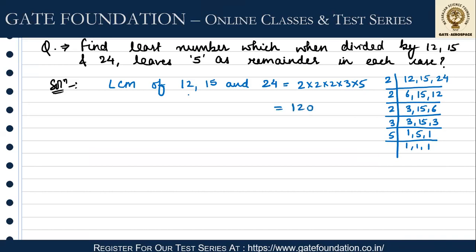So that 120 is the number which is divisible by 12, 15, and 24. Yes, 12 tens are 120, 15 eights are 120, and 24 fives are 120. So we get 120, which is divisible by all of these. But we don't want it to be divisible, we want a remainder of 5. So what I'll do is add the remainder over here. The remainder is 5, so I'll get the number 125. Now 125 when divided by 12 will leave 5, when divided by 15 it will leave 5, and when divided by 24 it also leaves 5.